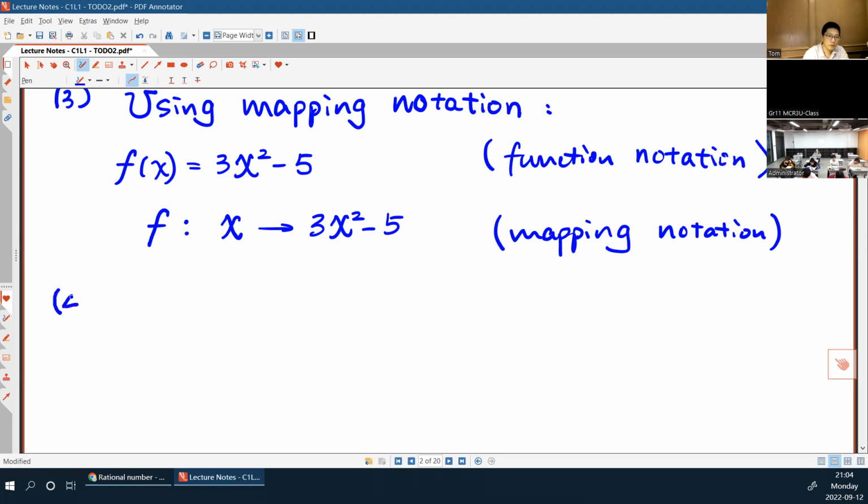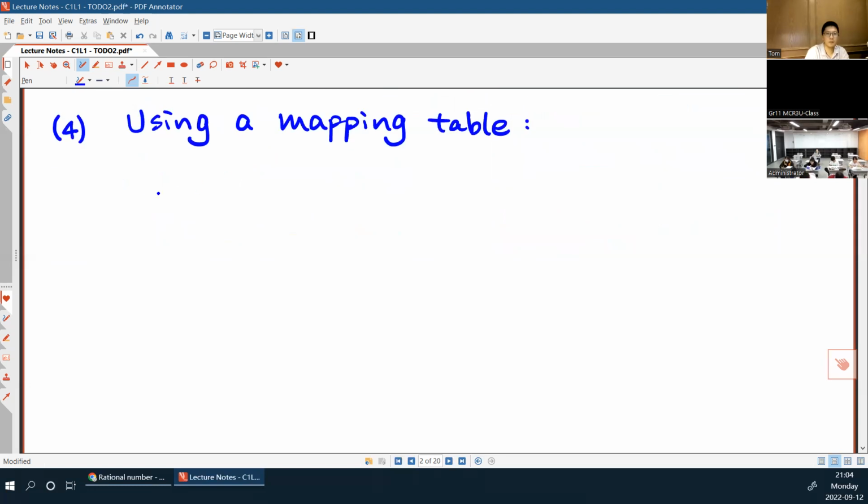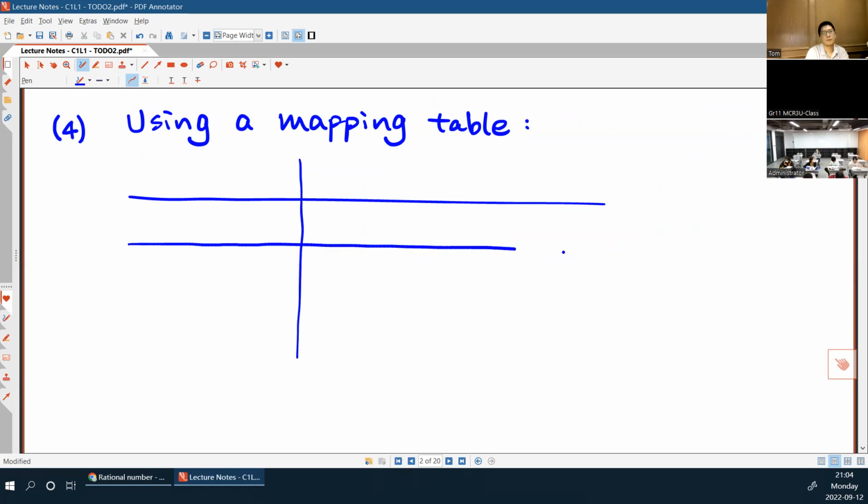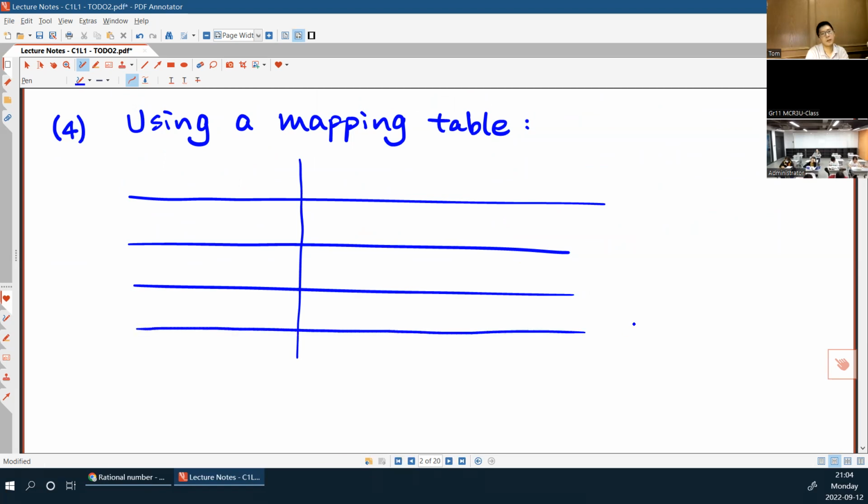All right, the fourth type of notation is called a mapping table. So we can also express a function using a mapping table, which looks like this. For example, we can draw a table to illustrate a mapping relationship. For example, the first column are several names such as Tom, Jerry, Alice, Taylor, and Brian. Okay, several names.